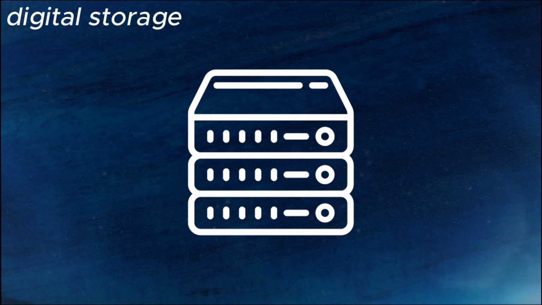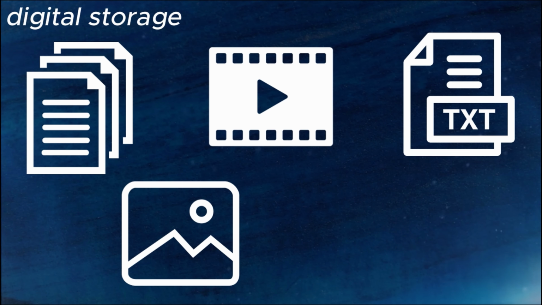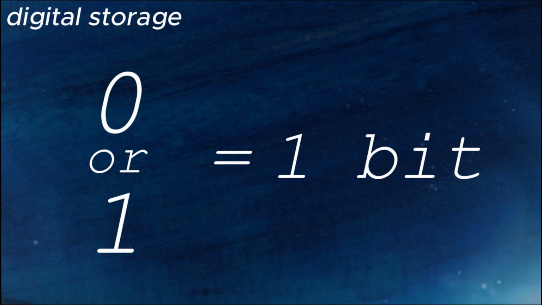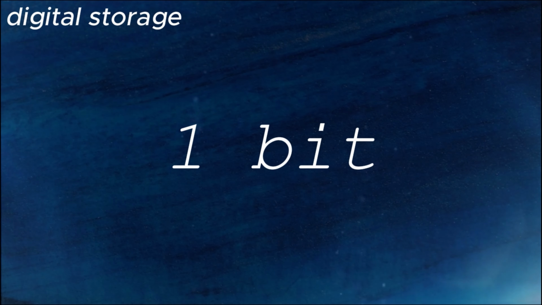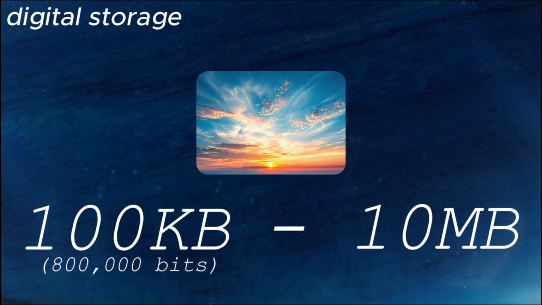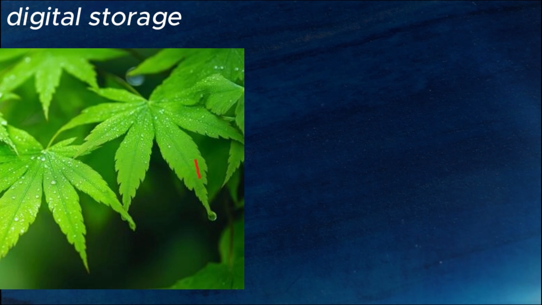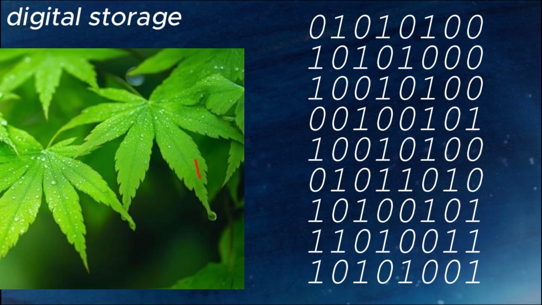Digital storage allows all information to be saved using binary. Documents, images, videos, text files, and applications can all be saved as a long list of zeros and ones. Each 0 or 1 is saved as 1 bit, and a byte is equal to 8 bits. A bit is the lowest form of storage possible. An image can range from just 100 kilobytes to 10 megabytes. 1 megabyte is equal to 8 million zeros and ones. Even the smallest change to a video or image on the outside can mean that millions of zeros and ones would have to be rewritten.